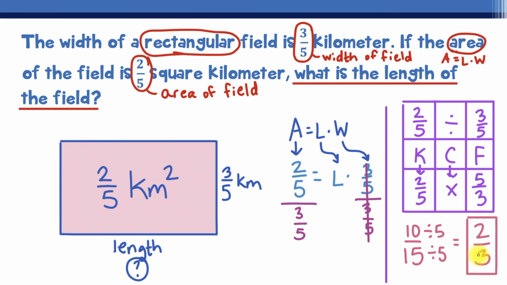Also read as 2/3. So what that means is, for this rectangle, the length is equal to 2/3 of a kilometer.